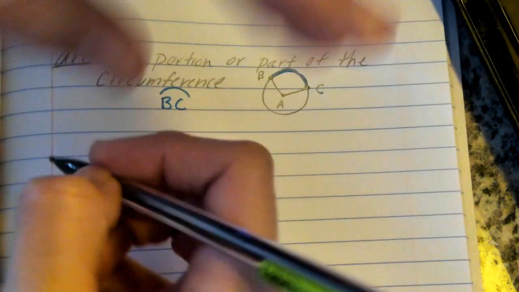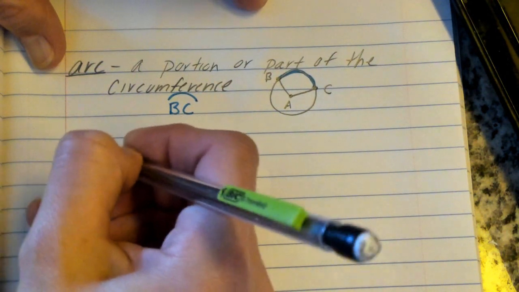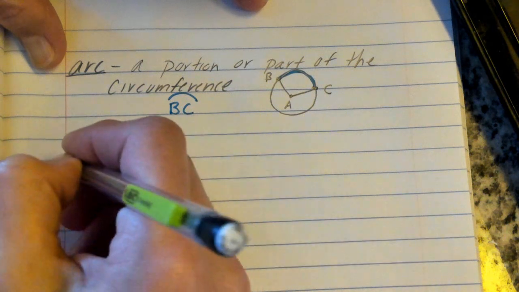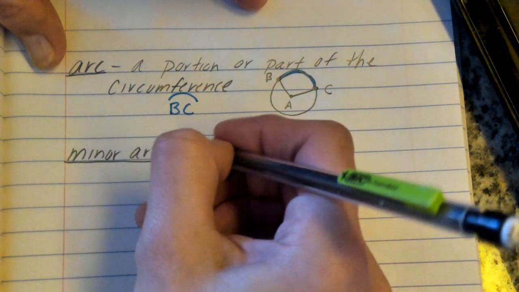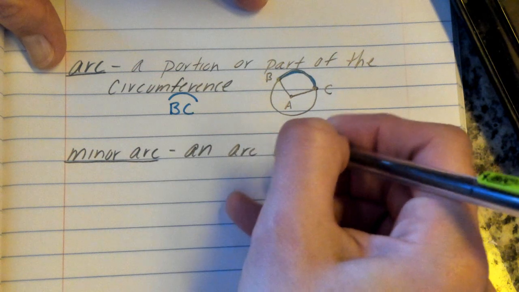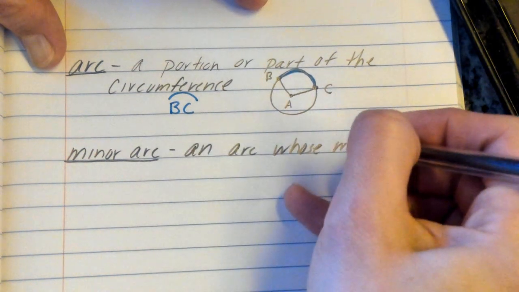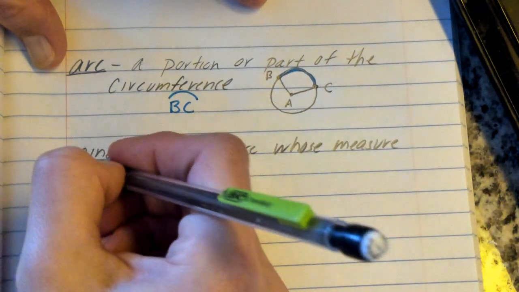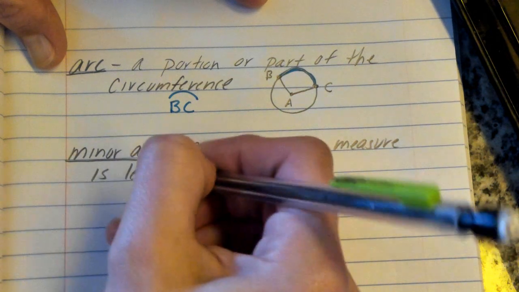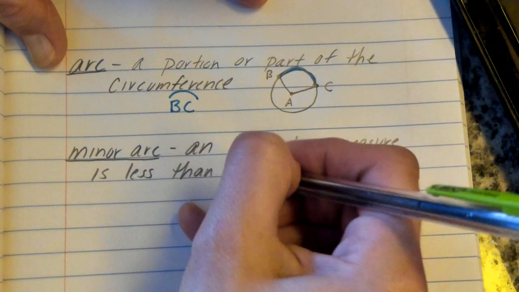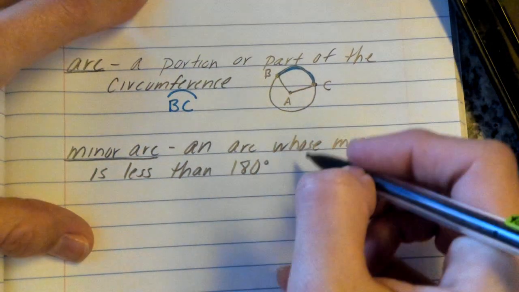We'll talk about the different kinds of arcs. Minor arc. This is an arc whose measure is less than 180 degrees. Okay?